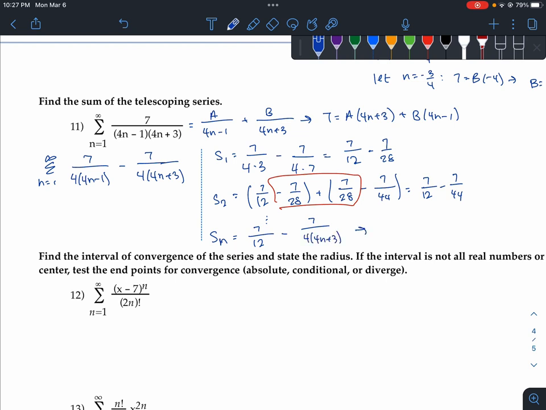And if you apply the limit as n approaches infinity of your partial sums, well, first of all, that's how you find a sum anyways in the first place. The sum is equal to the limit as n approaches infinity of your list of partial sums. And that would be, as n approaches infinity of this, this goes to infinity, so you have 7 over infinity, which is 0, so you're just left with 7/12. So that right there is your sum of your telescoping series.